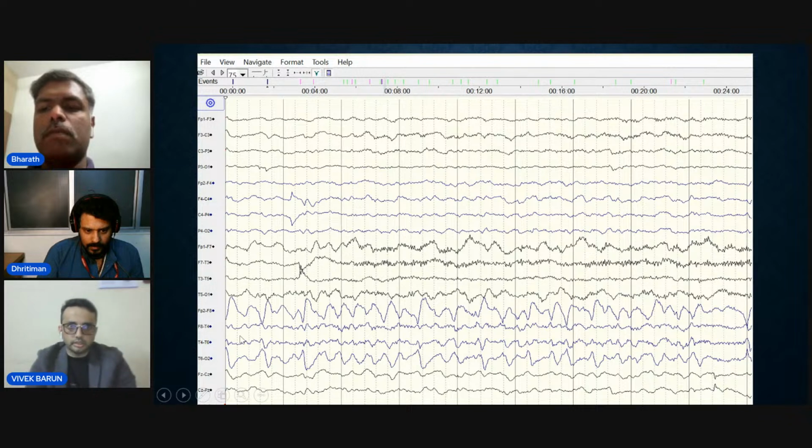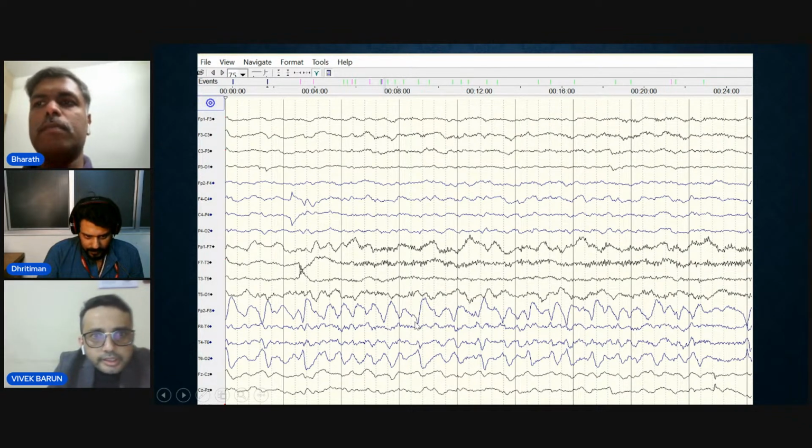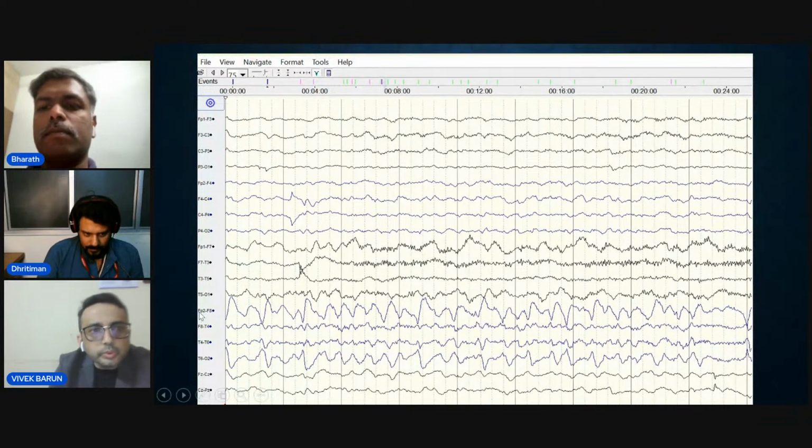If you see this graph, this is our right temporal chain. You can see the activity over the FP2 F8 channel, which is pointing downward. Why is it pointing downward? That means F8 is more negative as compared to FP2. This is a bipolar longitudinal montage, both are active, that's why it is called bipolar. So F8 is more negative as compared to the F8 T4 channel.